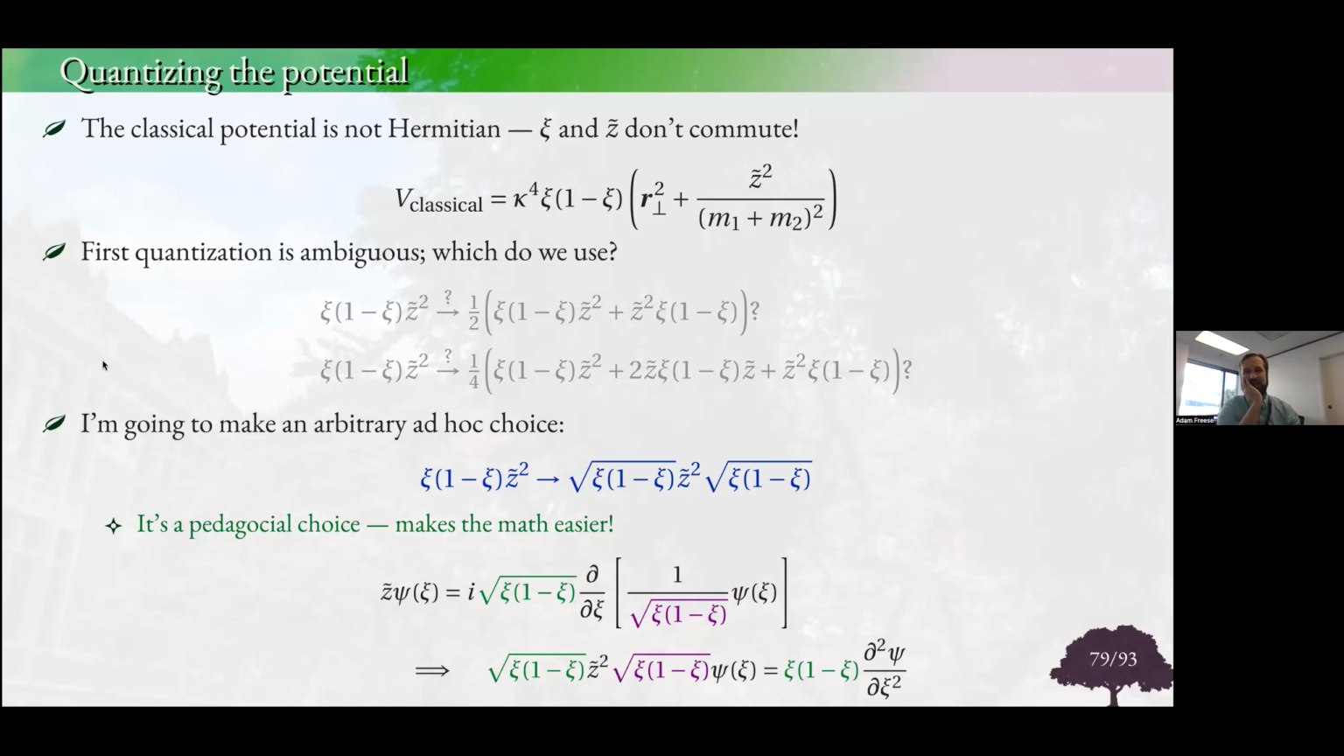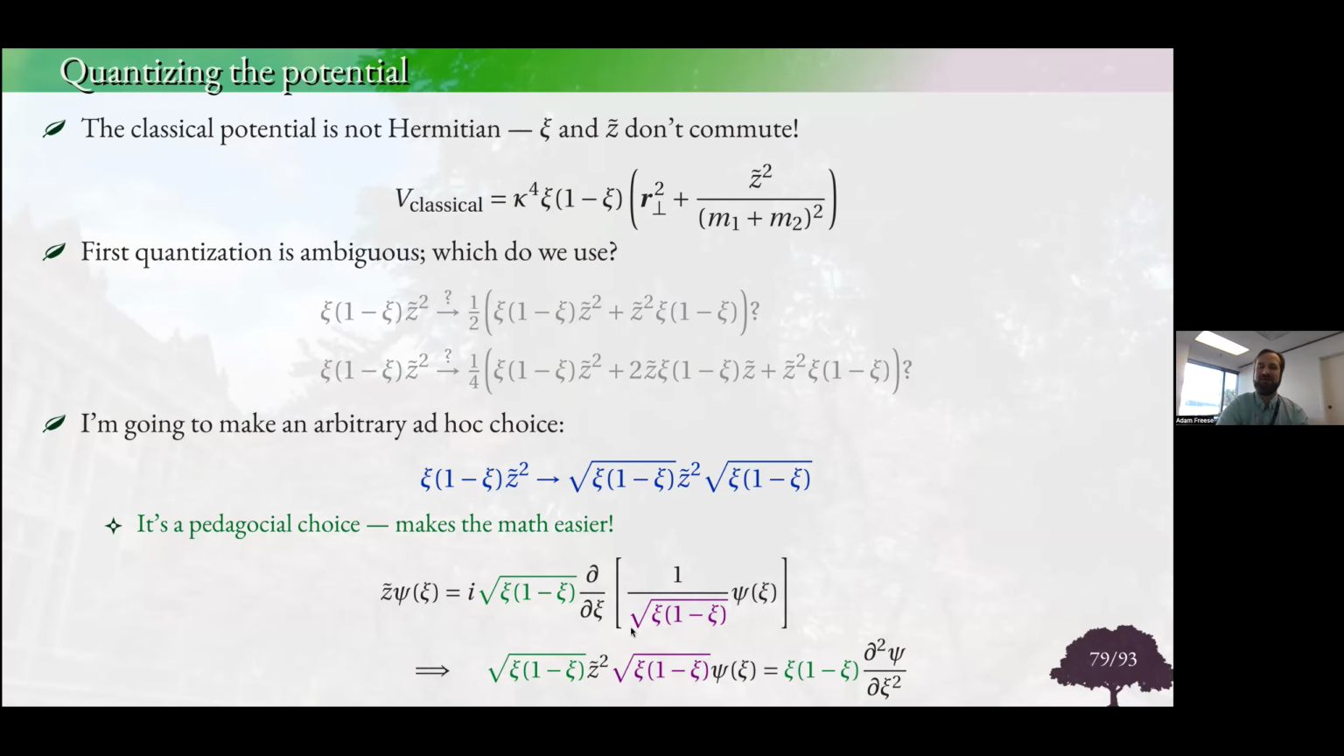I'm going to make an arbitrary and ad hoc choice. I'm not going to even make a hand-waving argument for it. It's just this quantity: you take square root of xi times 1 minus xi on each side of z tilde squared. This will be Hermitian because all three of these operators are Hermitian. And the reason for choosing it this way is that it just makes the math easier.